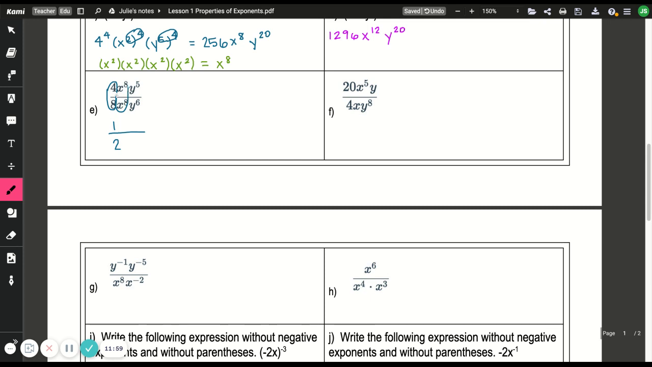X to the 8th divided by x to the 8th, those are the same. Something divided by itself is just 1. So those just equal 1. I don't need them.